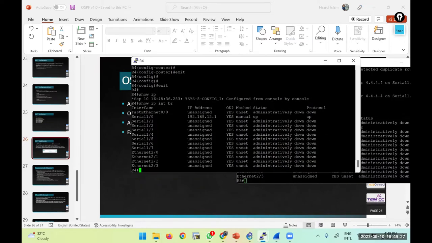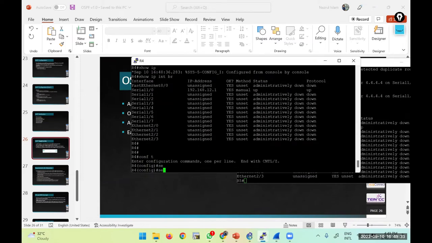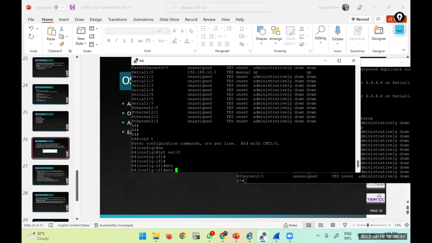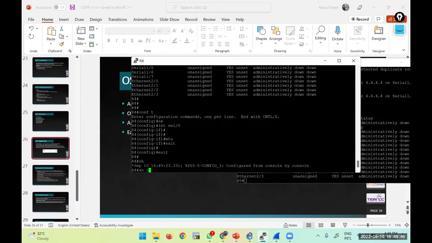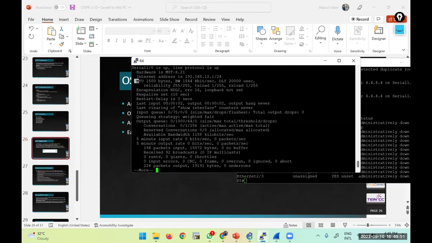Another one is MTU, as I said earlier. Let's configure the MTU. So if we check the serial, going to the serial 1/0, and set the MTU, first we see the MTU of this interface. Show interface serial 1/0 for checking the MTU. If you check the MTU in here, 1500 is the MTU for serial 1/0. So MTU means maximum transmission unit, how much packet will transmit at a time or per second on this link.